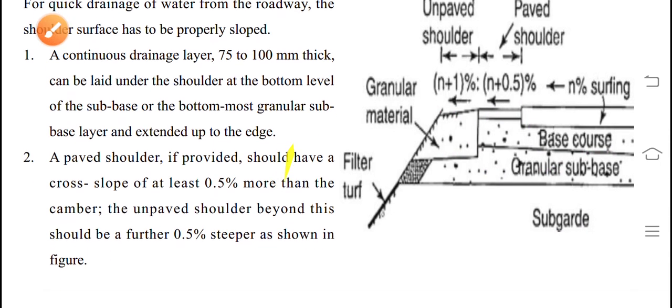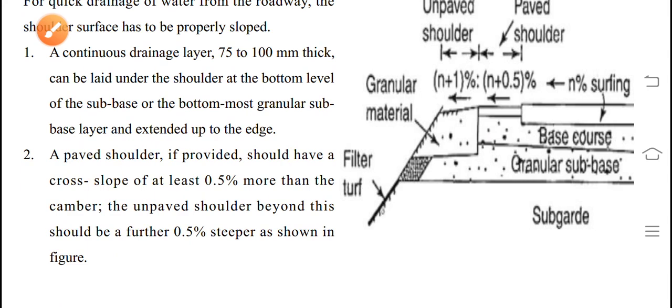It can be extended up to the edge. A paved shoulder, if provided, should have a cross slope of at least 0.5% more than the camber. The unpaved shoulder beyond this should be a further 0.5% steeper, as shown in the figure. That's why this is 1%: 0.5 further steeper than on the paved shoulder. This is 0.5, this is 0.5 plus 0.5, 1%.